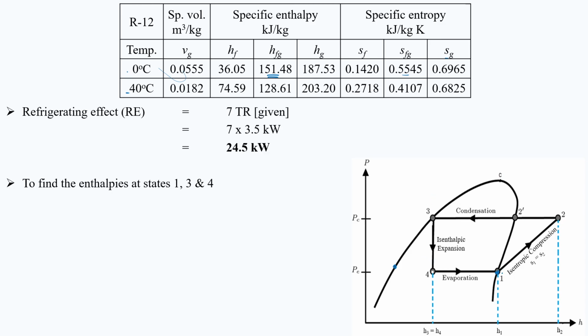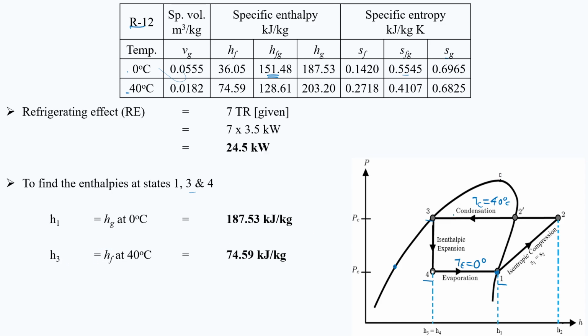So first of all, for this ideal vapor compression cycle, we'll be finding the enthalpies at points 1, 3 and 4 respectively, which can be easily found using either the chart or the tables. So similarly, for H1, we know the evaporator temperature is 0 degrees Celsius. Also for condensation, we know the condenser temperature is 40 degrees Celsius. So H1 is nothing but the enthalpy, or Hg value, corresponding to 0 degrees Celsius for our refrigerant R12, which is 187.53 kilojoules per kilogram.